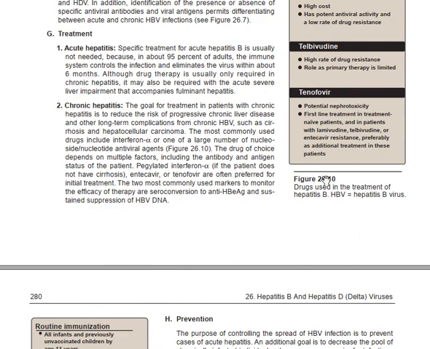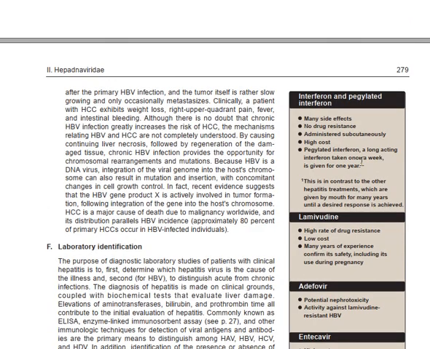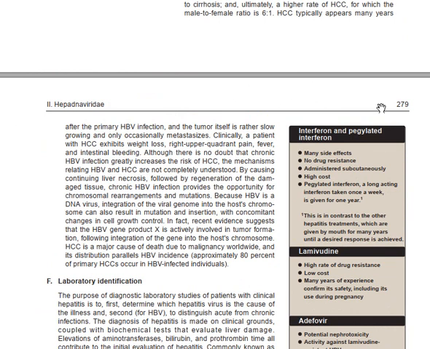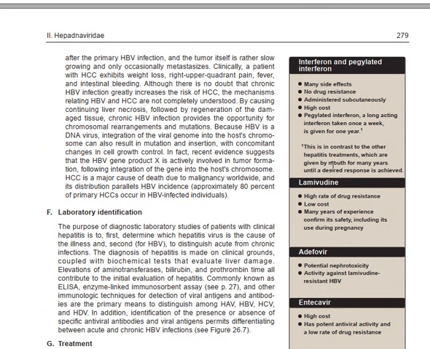Now these are the drugs for the treatment of hepatitis B. So what are the drugs? We start with interferons and pegylated interferons. They are not very used because they have many side effects, but there is no drug resistance. It's administered subcutaneously, but it also has a high cost.